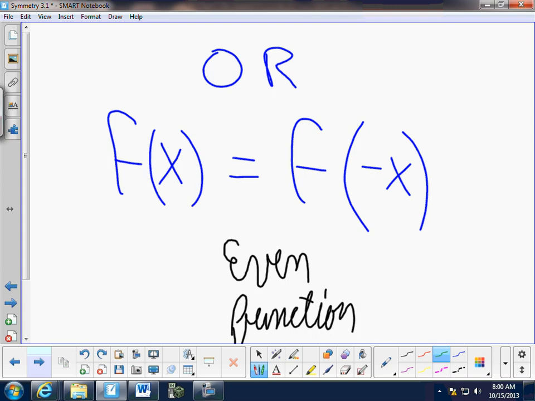Another way of doing this, there's two ways of thinking about an even function. If f of x is equal to f of negative x, that's the same idea using function notation. If f of x is equal to f of negative x, then it's an even function. It's symmetric with respect to the y-axis.